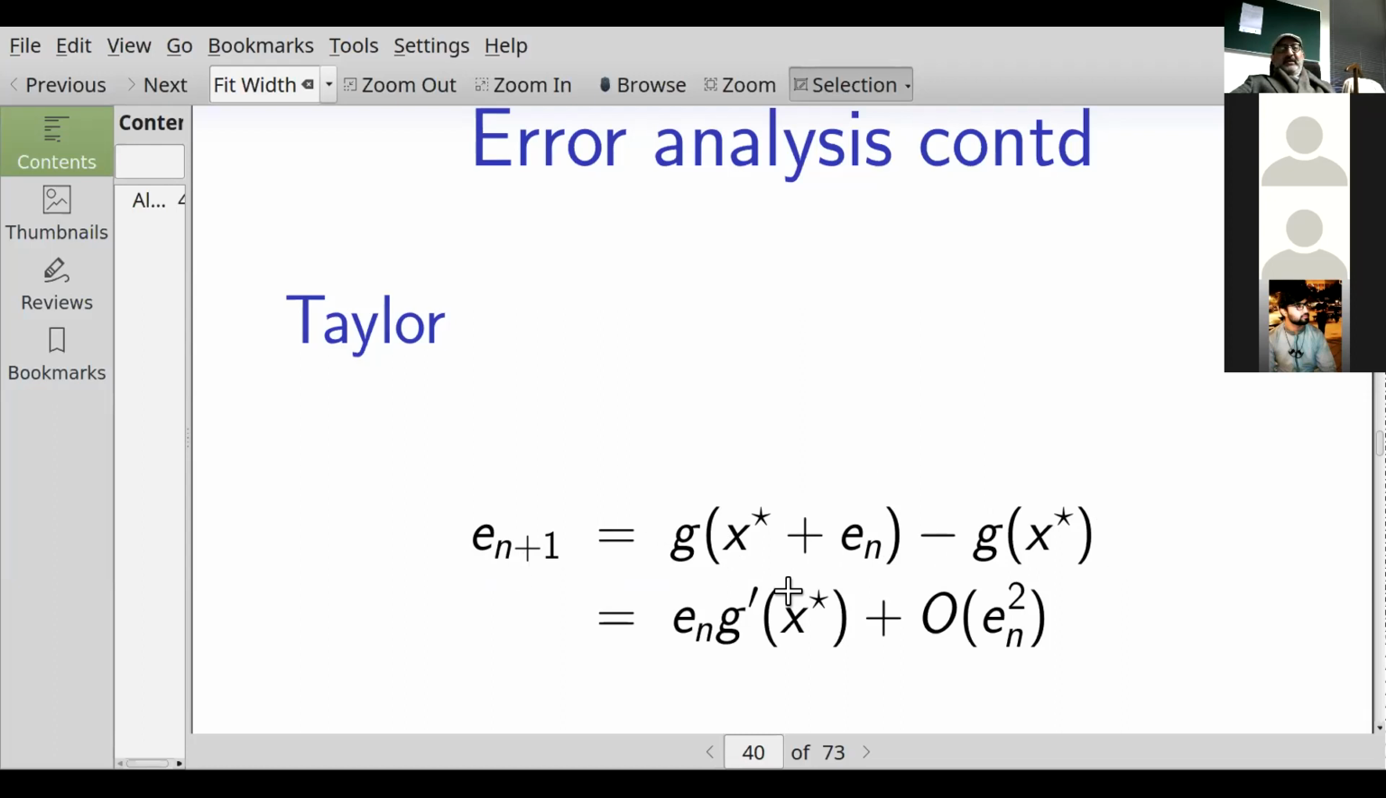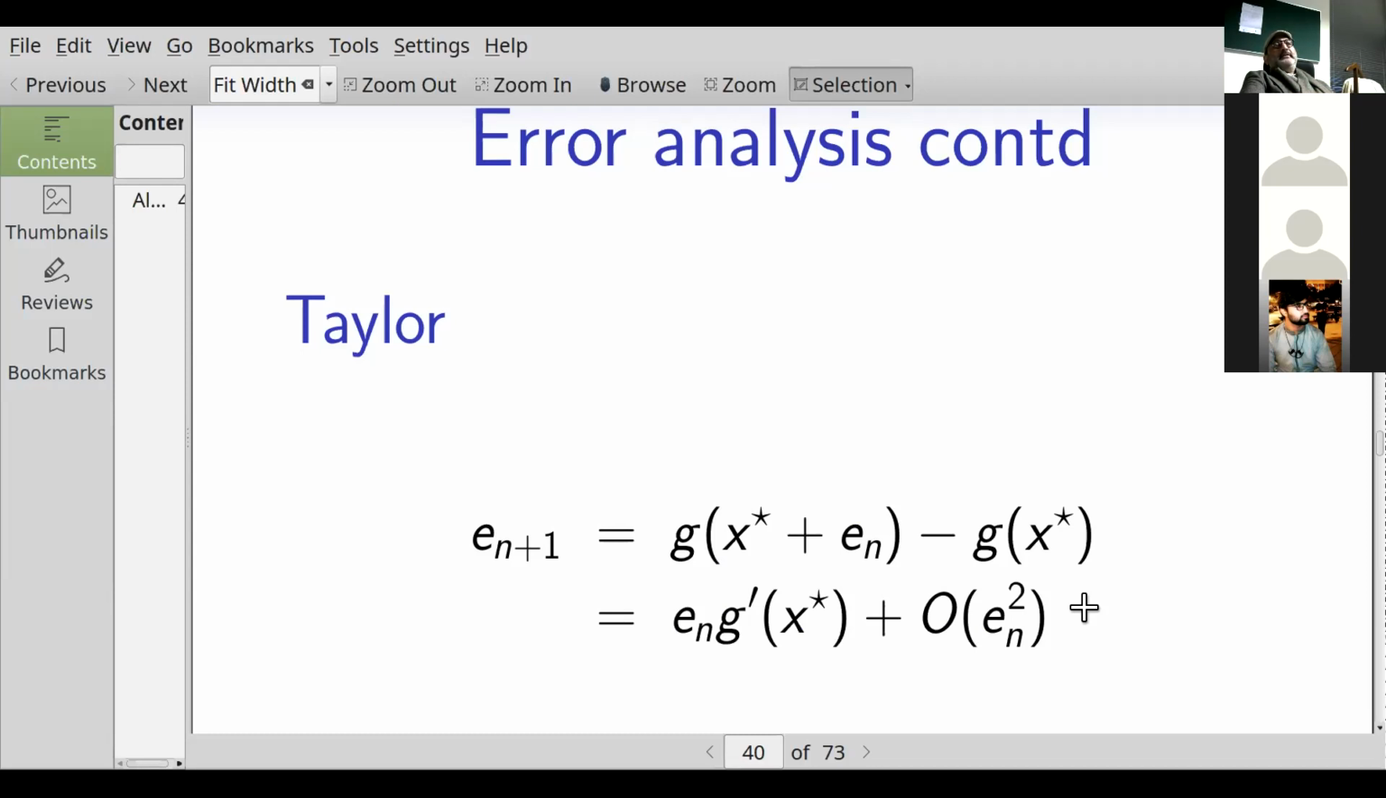Okay? So if I take this, put this in here, and I subtract, all of the order e_n squared terms, I just shove them all into this O of e_n squared. All the other infinitely many terms in the Taylor series, the ones which have e_n squared, e_n cubed, e_n to the fourth, I just shove them into this big O notation, okay? And what I'm left with is e_n g prime of x star, okay?